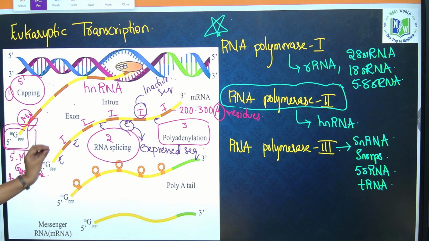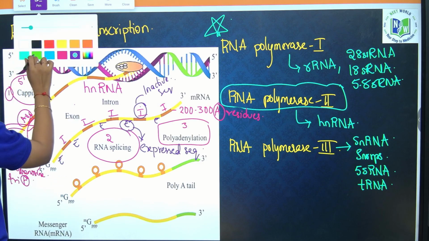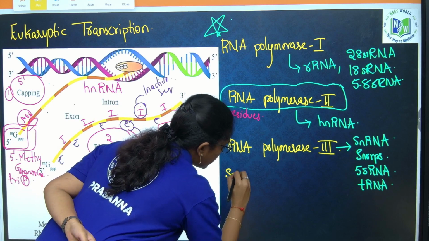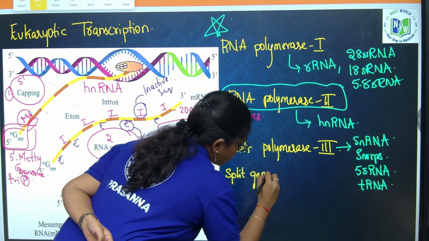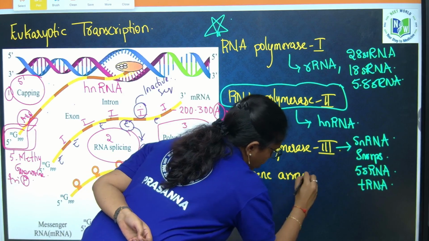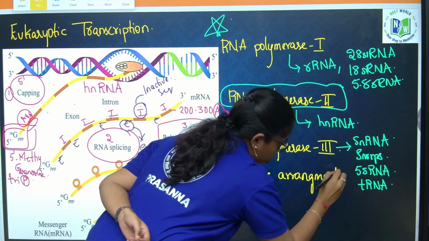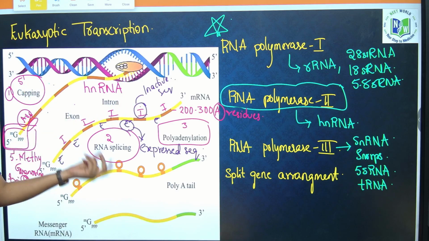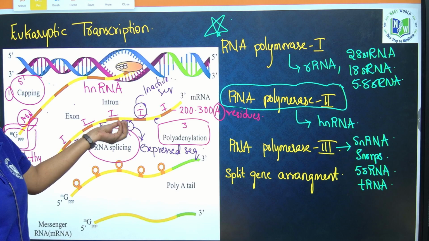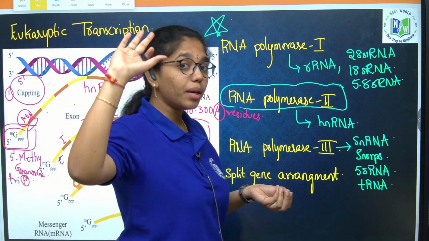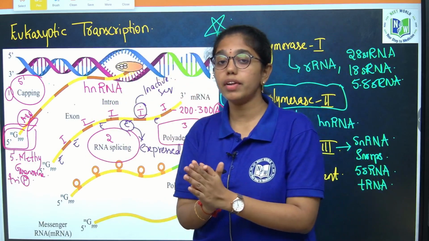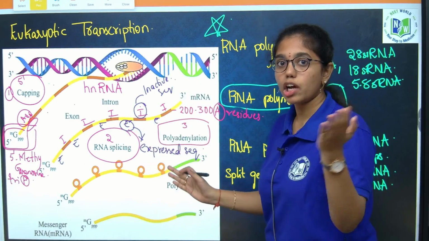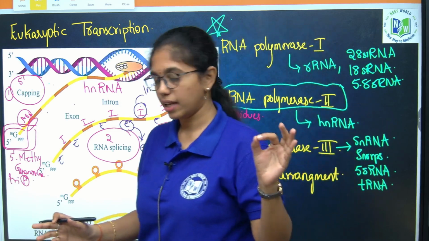So here the intron exon pattern of arrangement is also called split gene arrangement. This intron exon pattern of sequence is observed in archaebacteria, which are primitive monerans, and then you will again see it in eukaryotes. You will nowhere observe it in a prokaryotic cell, in a bacterial cell.